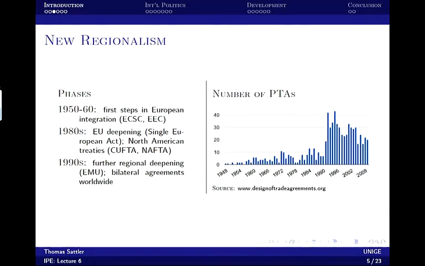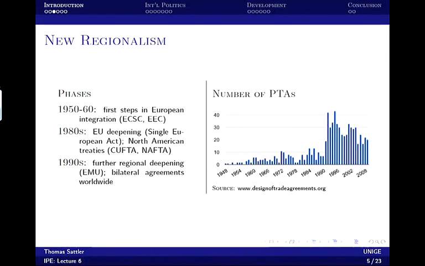Now we want to explain that, right? That's not obvious. So what explains this? Do you have an idea? Why do we see this sudden explosion of preferential trade agreements in 1990?